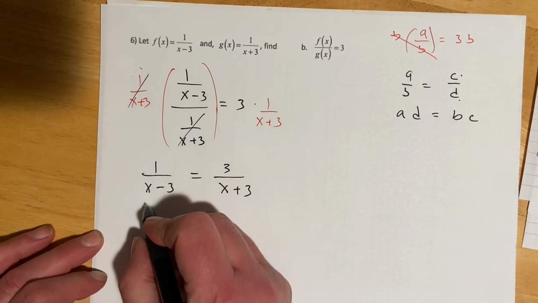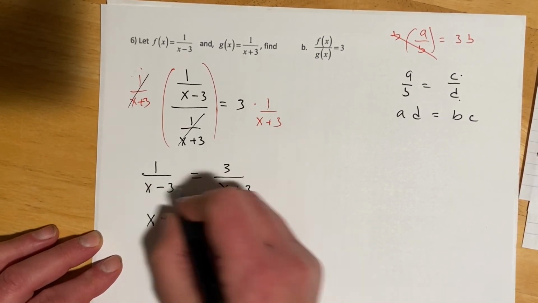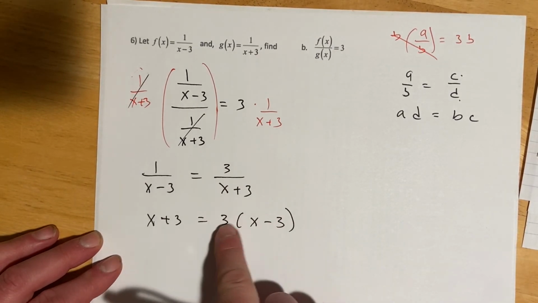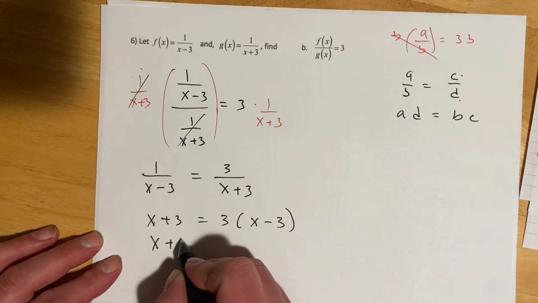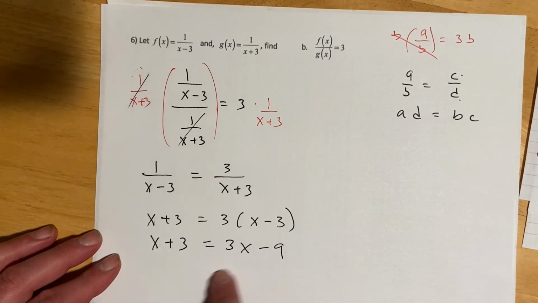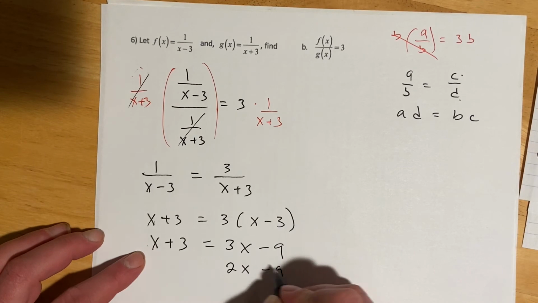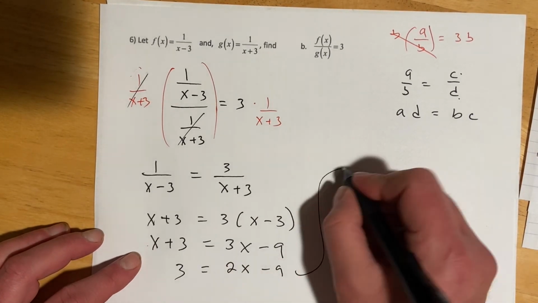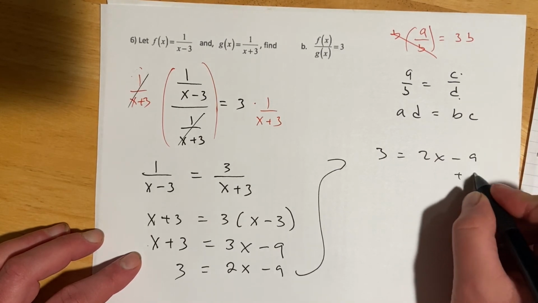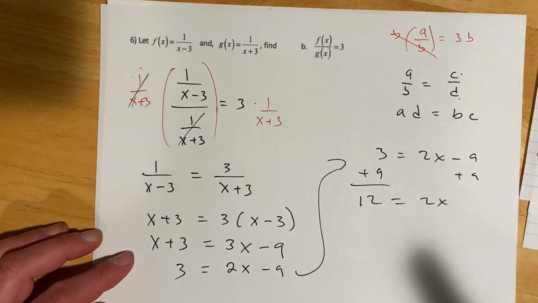So x plus 3 times 1 would be x plus 3. And this side, let me show that distribute as a separate step. So I'll just write that out. We'll run the 3 through. And let's see, we'll get x's on one side. So let's subtract x and get 2x minus 9 equals 3. You rewrite that up here. And then we'll add that 9 over. So 12 equals 2x, and then divide by 2.